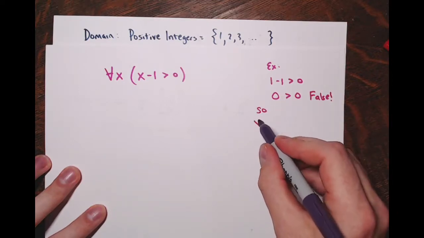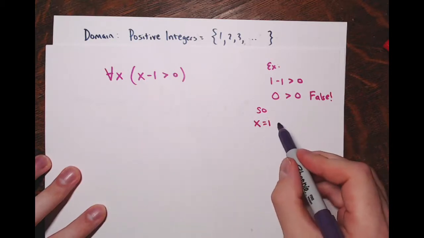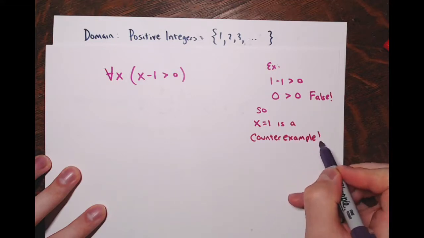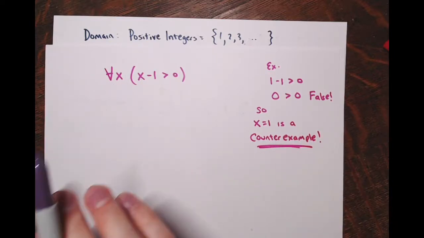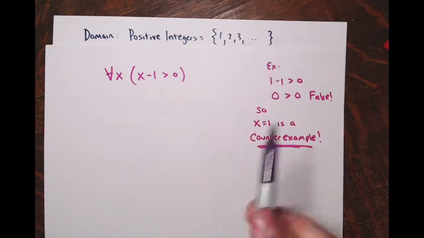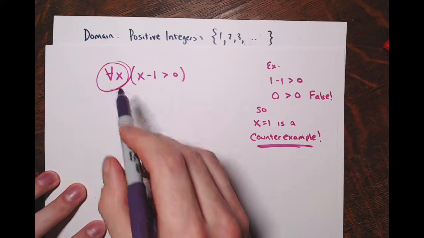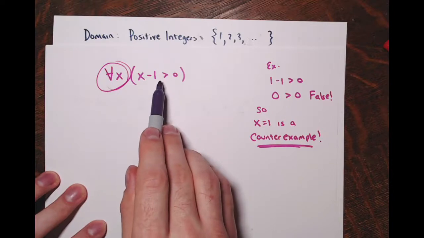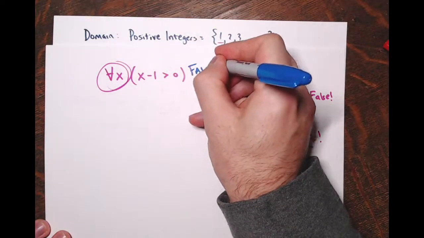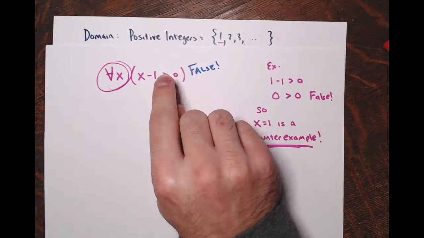So x equals 1 is a counterexample. It shows that this universal statement is false. Now for the rest of them it's true. For 2 it's true, 3 it's true, 4 it's true, 5 it's true, but for 1 it is false. And this says for every positive integer this statement should be true. Every. So including 1, but it's not true for 1. So if you find an example that makes a universal statement false, that's called a counterexample. So this statement is a false statement. You just got rid of that or equal to part.